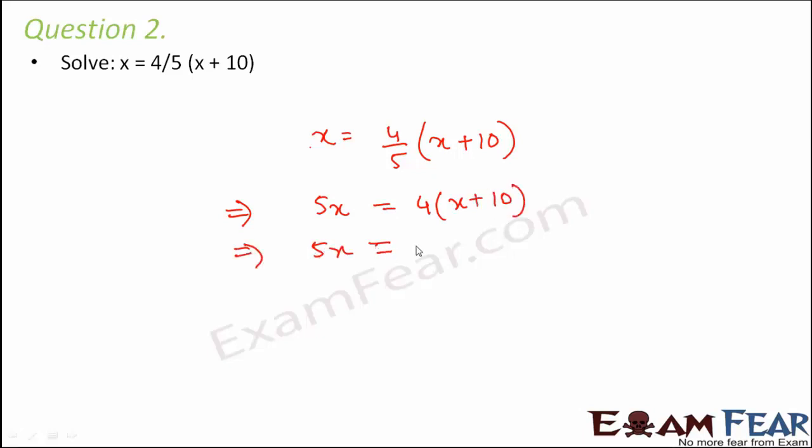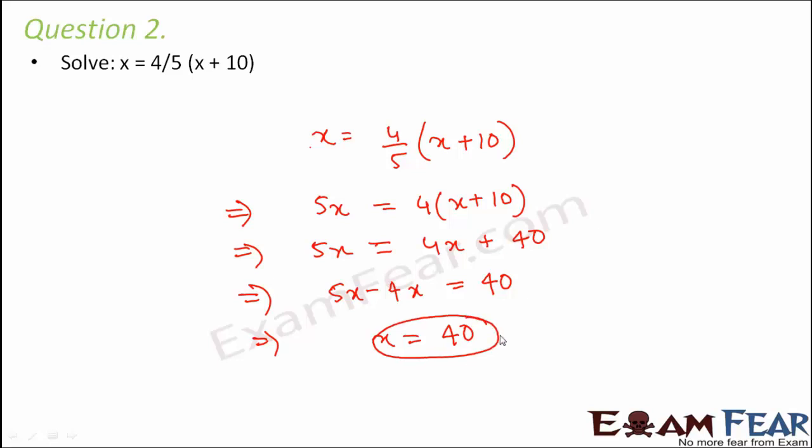So now we will follow the same approach. So let us first find out the variable and the constant terms separately. Like here we have 4x and plus 40. So now let's bring the variables on one side and the constant on the other. So we get x is equal to 40.